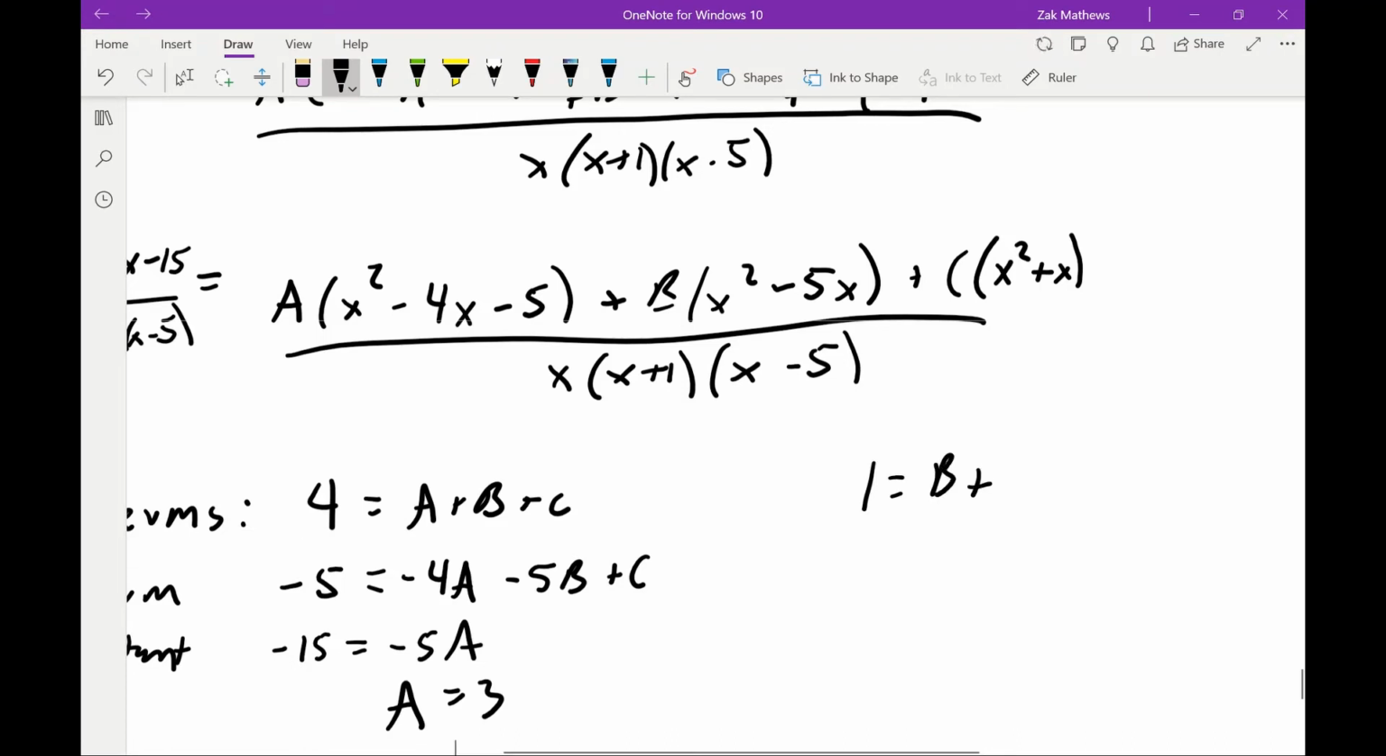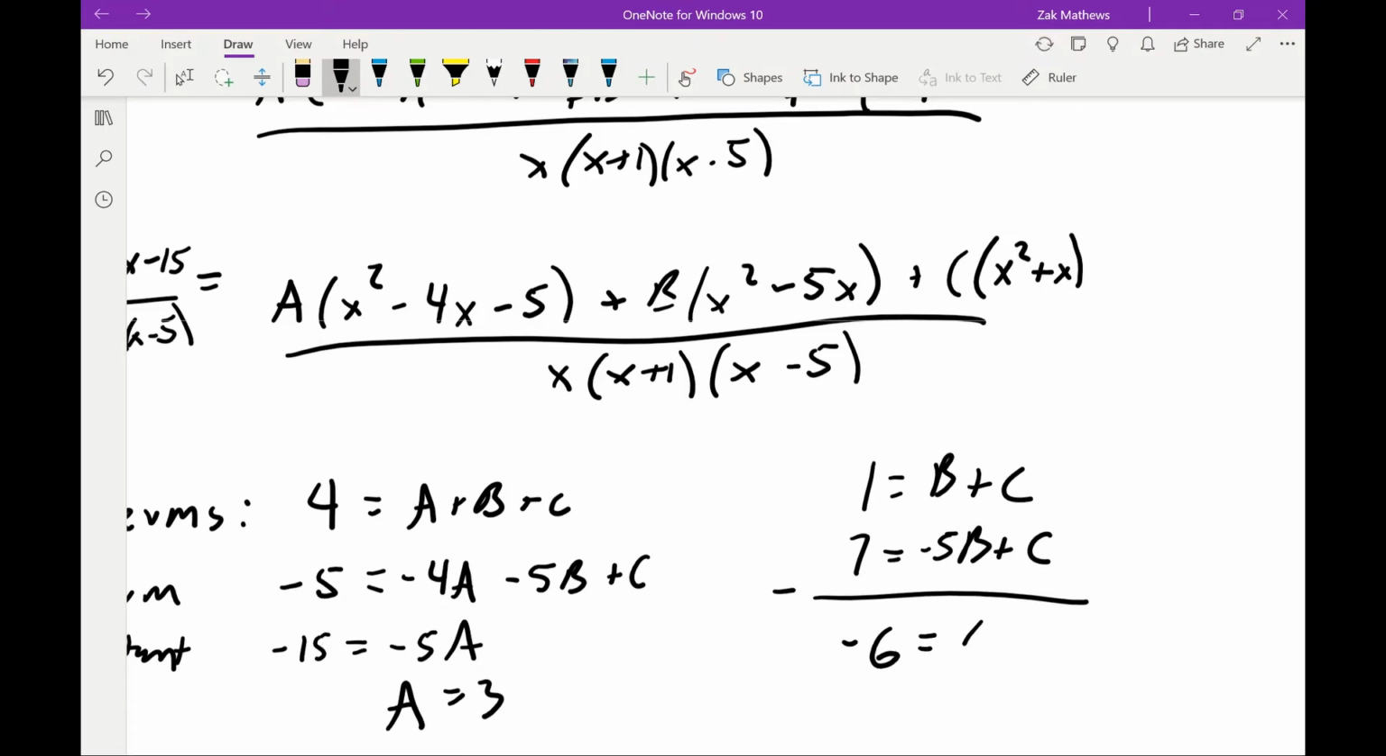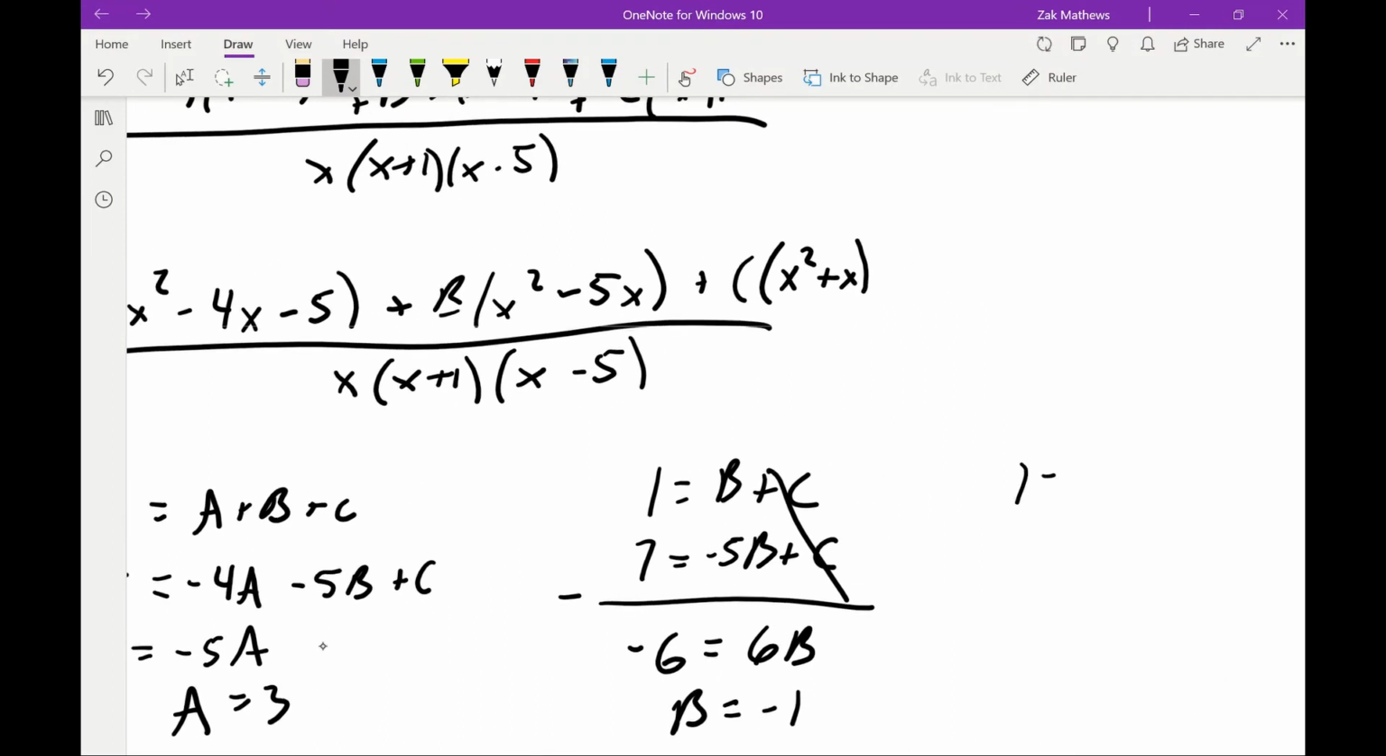1 would be equal to b plus c. Here we'd have negative 12, add that over, that'd be a 7. It's negative 5b plus c. So I'm going to subtract to eliminate. So I'd have negative 6 equals 6b, and the c's are gone. And so b is equal to negative 1. And now it should be pretty easy to figure out my c. C would be equal to 2.